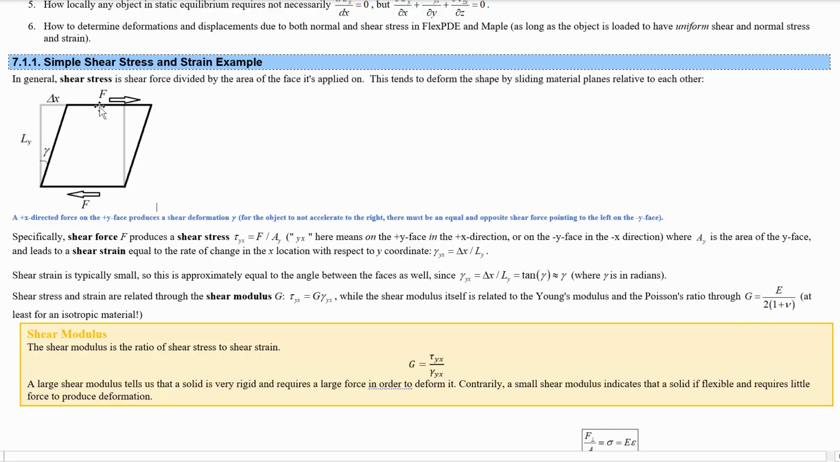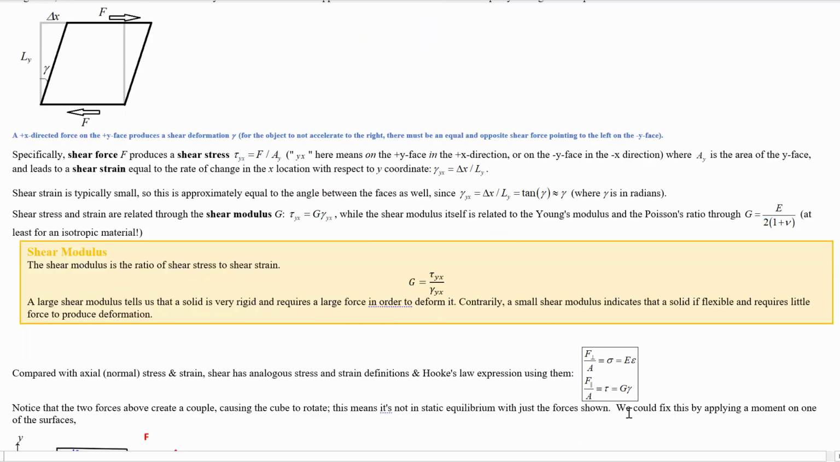So it seems like it makes sense: if you apply a force up and a force down like a normal force, you get it to stretch and extend in that direction and compress in the other ones. If you apply a sideways force, then it's going to go from a square into a parallelogram, right? All good. So the parallels are pretty straightforward compared to the axial stress. We have sigma equals E epsilon, and we have tau equals G gamma for shear.